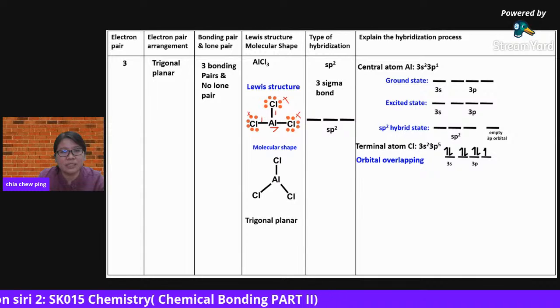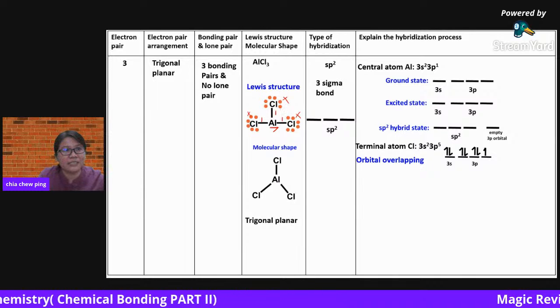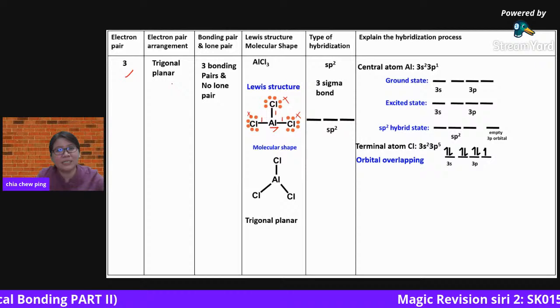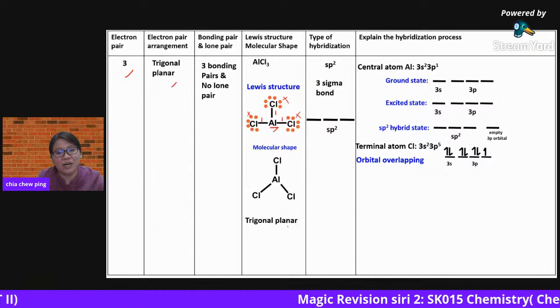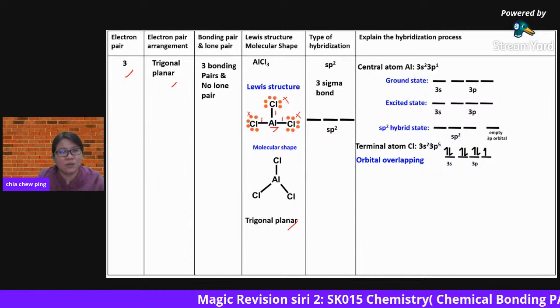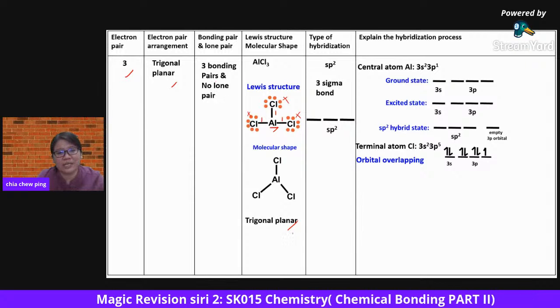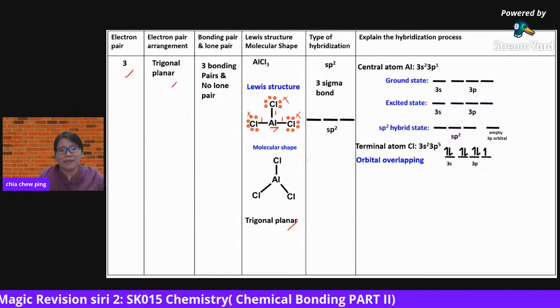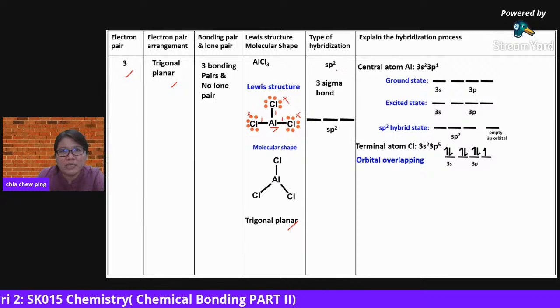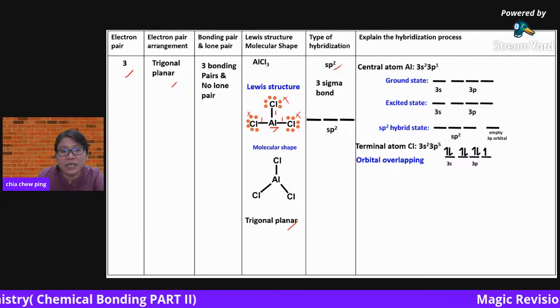Single bond 1, single bond 1, 1. So what you get is 3, trigonal planar for the molecular geometry. So 3 bonding pairs and no lone pair, that's why I get trigonal planar. Okay, now for 3 electron pairs, the type of hybridization is sp2.